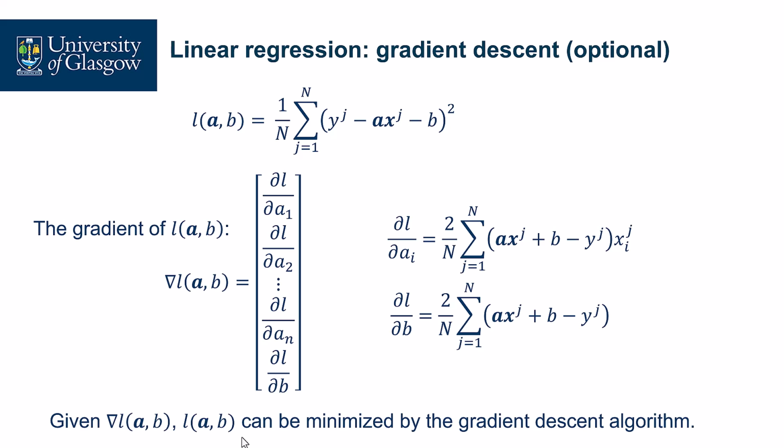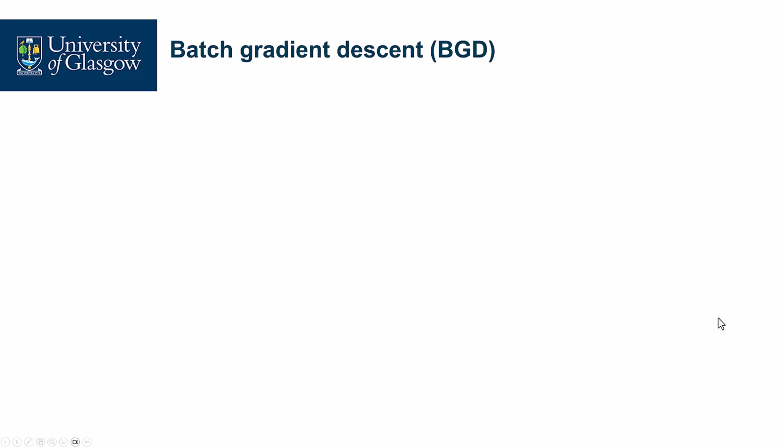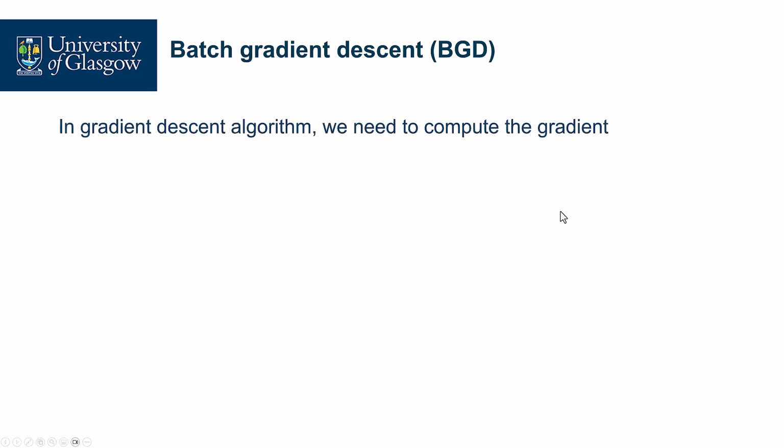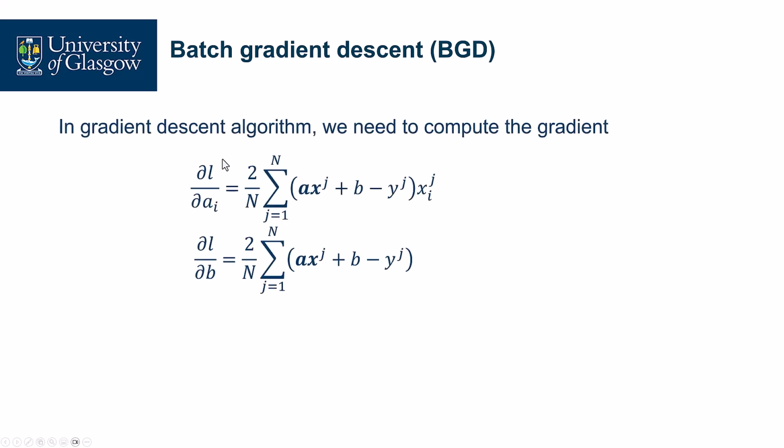In the next step, we will talk about several widely used gradient descent methods. The first one is batch gradient descent. In the gradient descent algorithm, we need to follow these equations to calculate the gradient. We can see there is an n, and this n can sometimes be very large, so we need to consider the optimization ability and the efficiency of the algorithm.